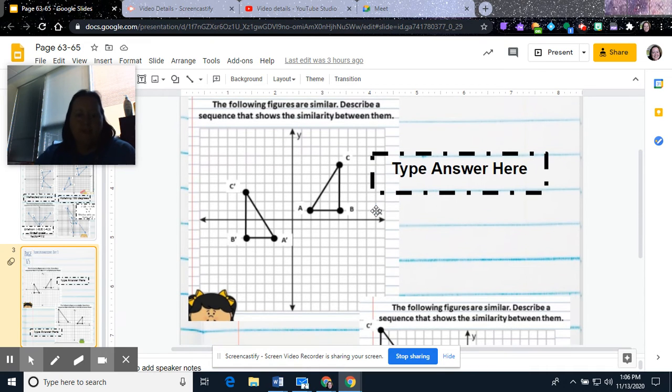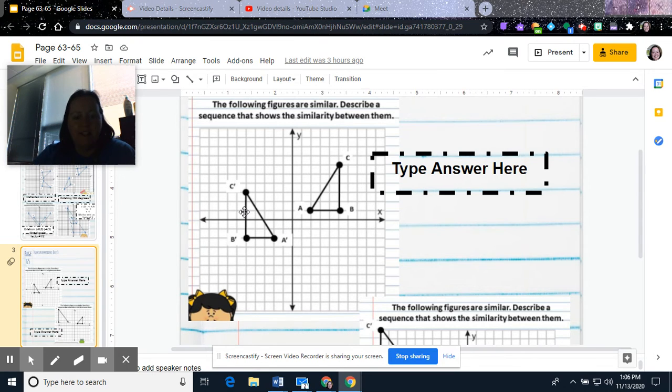So on this one, it says the following figures are similar. Describe a sequence that shows the similarity between them. They are not only similar, they are congruent. What that means when they are congruent, when they're the same size, is that there was not a dilation. It's just the other three, reflection, rotation, translation, that you have to think about.